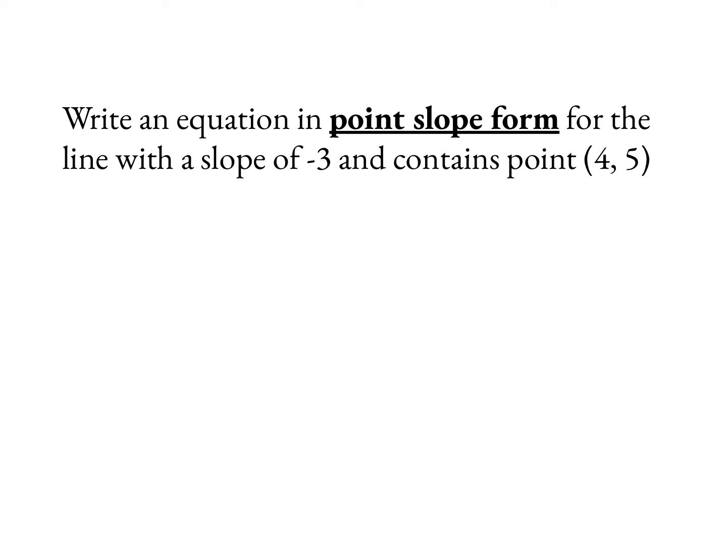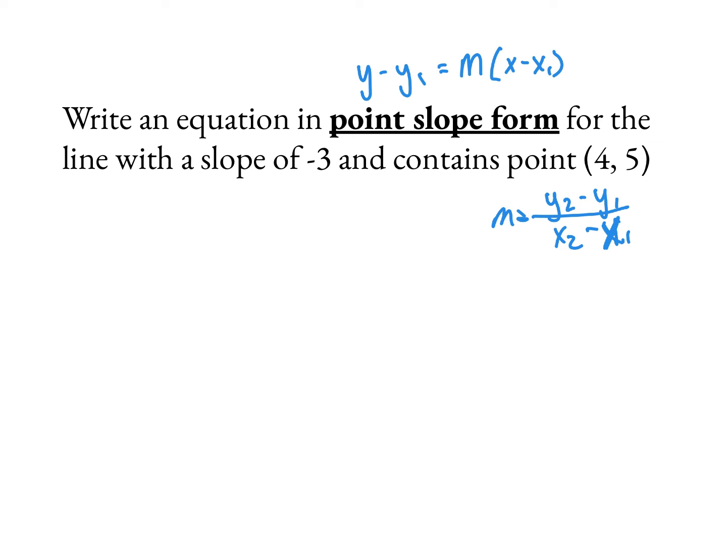Point slope form is where you have y minus y1 is equal to the slope and then x minus x1. Okay? So for point slope form, even though it looks kind of confusing, it's basically a manipulation of y2 minus y1 over x2 minus x1. Oops, that should say x1. So slope equals that. And if we manipulate the slope formula, that's what we're changing.